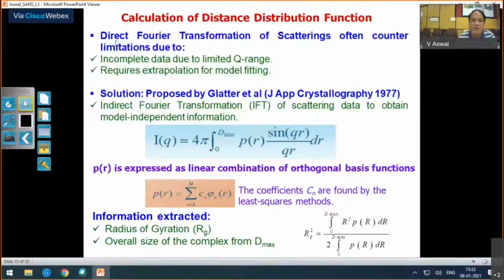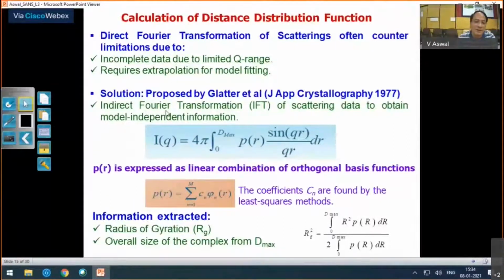You just don't do the direct inverse Fourier transformation because of incomplete data due to the limited Q range. If you want to do an inverse Fourier transform, then you need data from Q range 0 to infinity, which experimentally you don't get. And if you don't get that, then you need to extrapolate your data to low Q value and high Q value. That will give you systematic errors in the calculation of your P of R. So what is used is called the indirect Fourier transform.